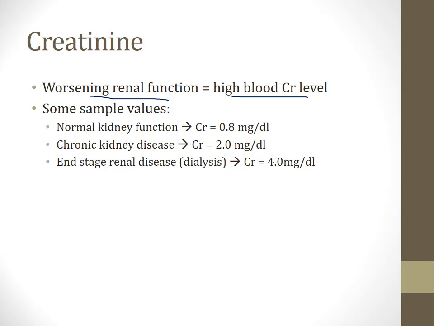So patients with normal kidney function usually have a creatinine that is less than about 1.0 or 1.1. For example, 0.8 would be a normal value. Patients with chronic kidney disease can have a higher creatinine like 2.0. These patients have sick kidneys, but their kidneys are still functioning and they haven't progressed to the point where they have end-stage renal disease. Patients with end-stage renal disease who require dialysis can have very high creatinines as high as 4 and sometimes even 5 or 6.